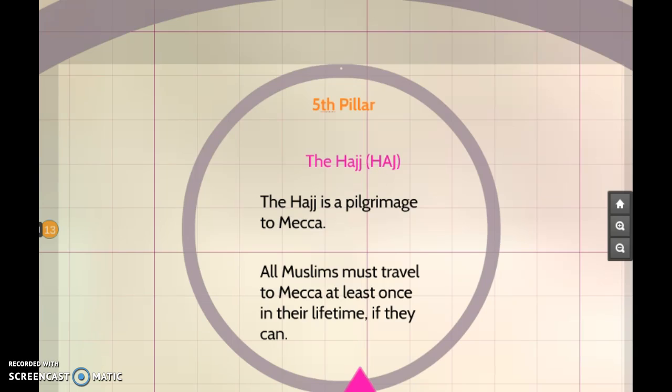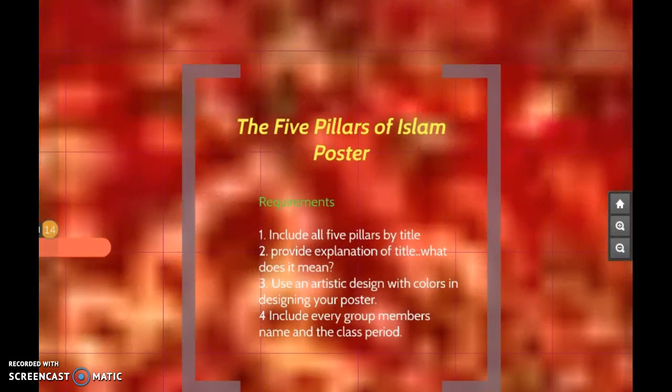Using the graphic organizer, students will then work in groups to create a poster. And the poster will be about the 5 pillars of Islam. Using the rubric and instruction sheets, they will include all 5 pillars by title, provide explanations, use artistic design and be creative, and include each group member's name.